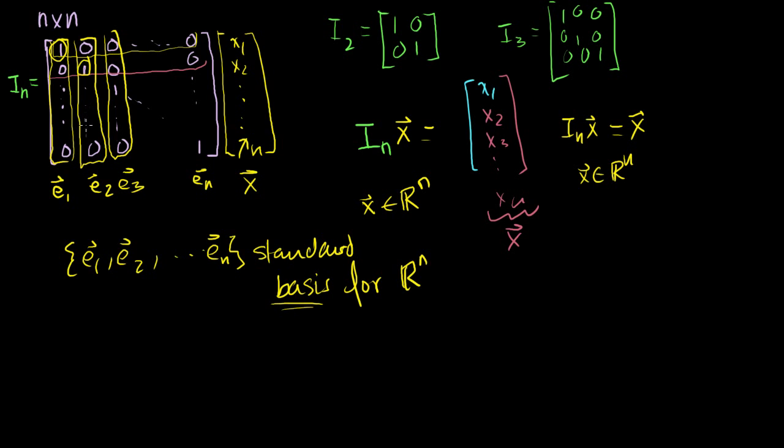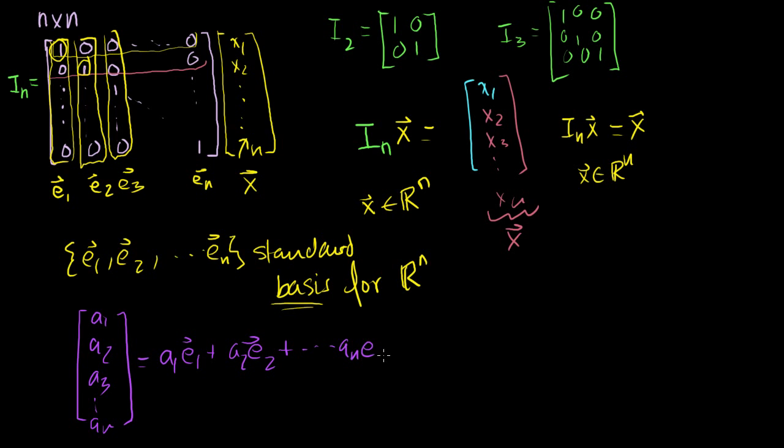And then to see that you can construct any vector with a linear combination of these guys, let me pick a vector. Let's say you want to construct the vector a1, a2, a3, all the way down to an. So this is some member of Rn. Well, the linear combination that would get you this is literally a1 times e1 plus a2 times e2 plus all the way to an times en.